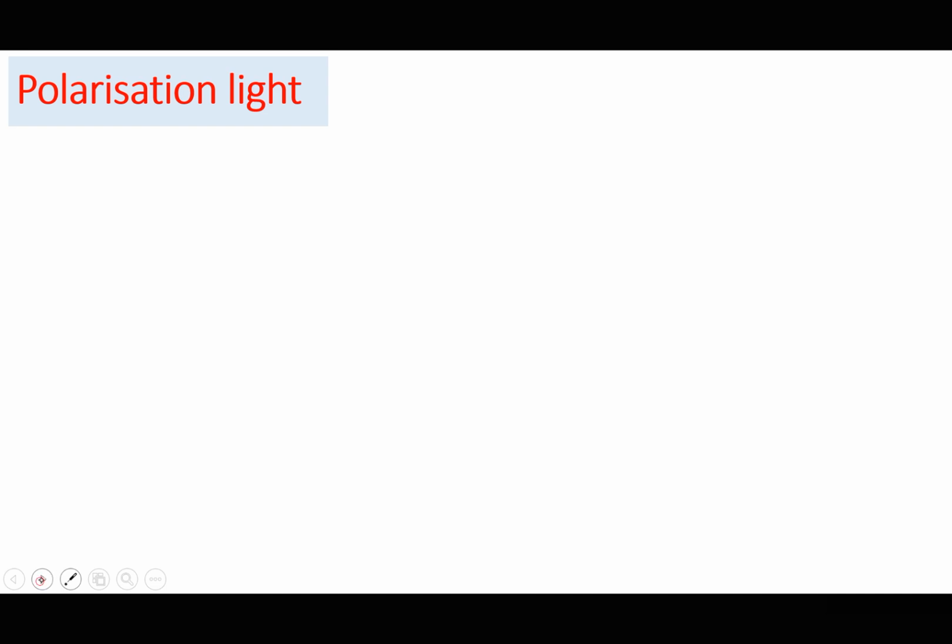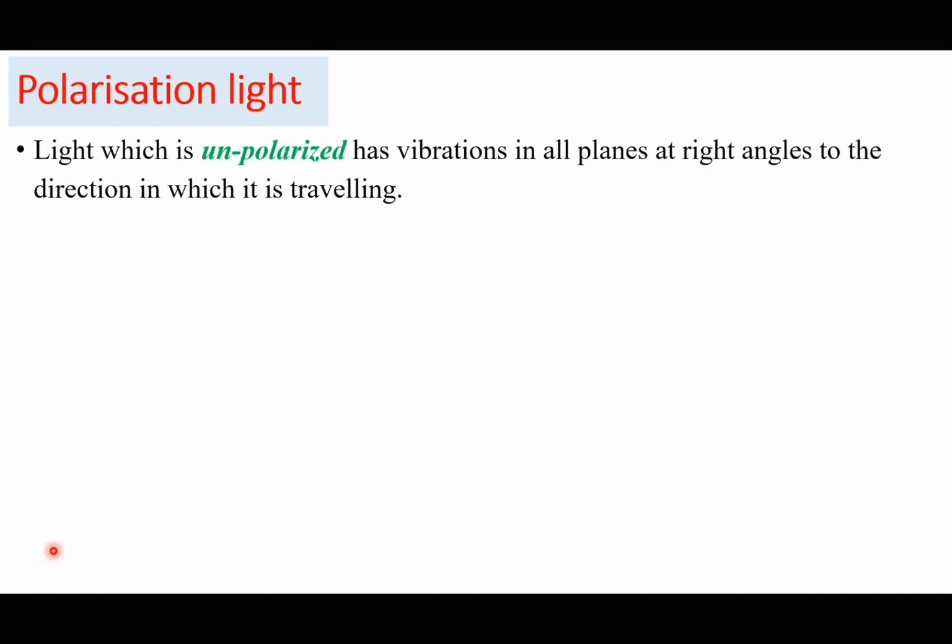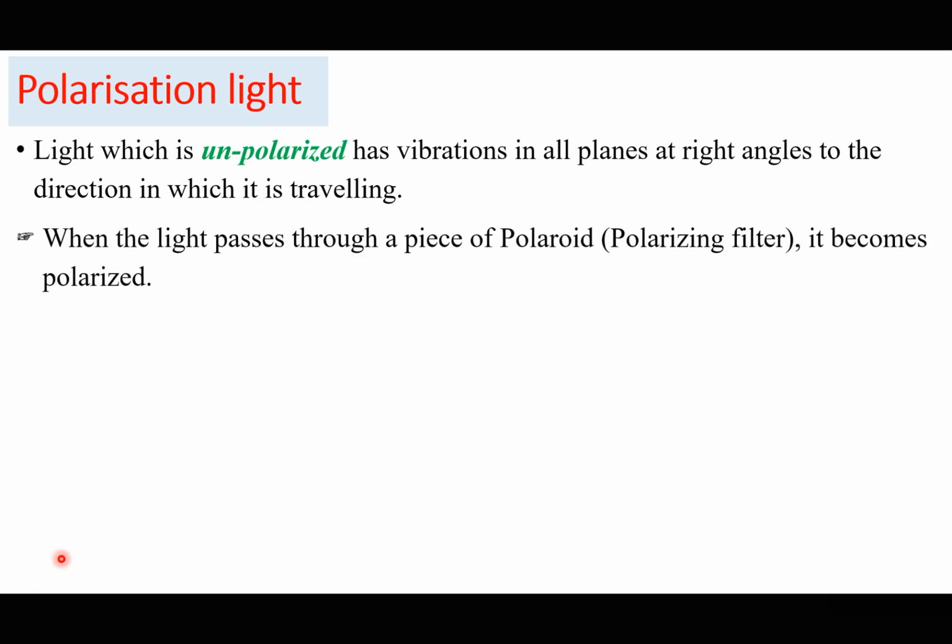So a light which is unpolarized has vibrations in all planes at right angles to the direction in which the wave is traveling. But when light is passed through a piece of polaroid or a polarizing filter, we call it a polarizing filter. When light passes through a piece of polaroid or polarizing filter, it is going to become polarized. We can illustrate this with a simple diagram.